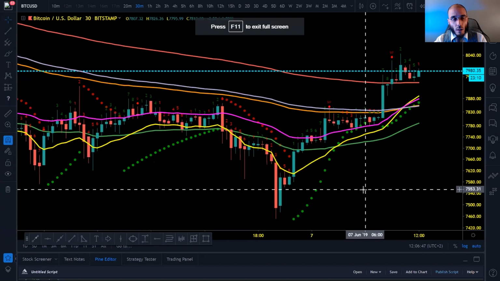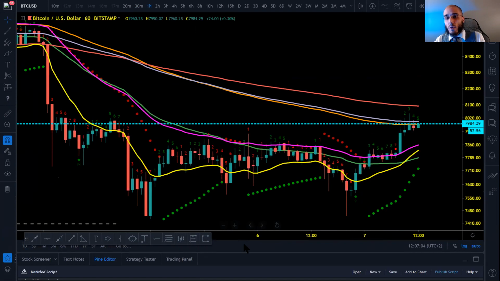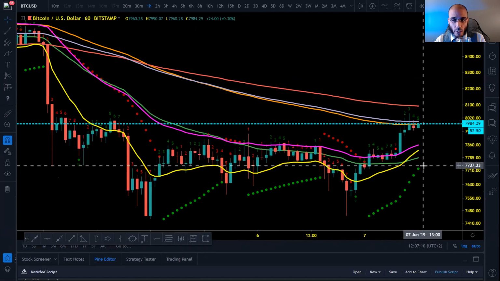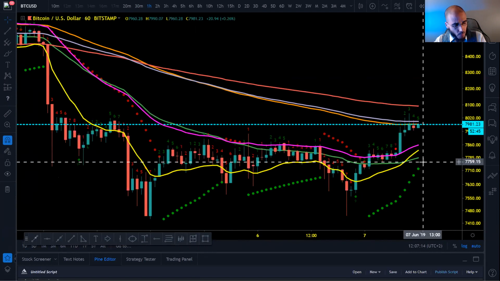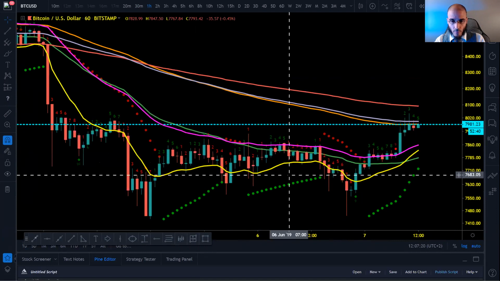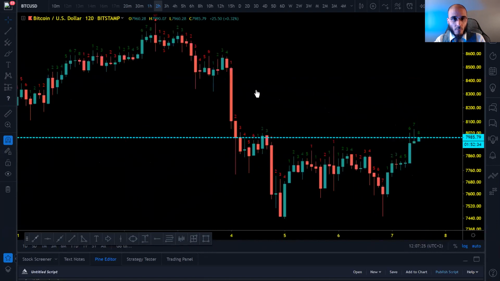Let's take a look at the 1-hour chart. The 1-hour chart is on a 5 up with confirmation. If you look at that chart, you see that we are sitting below resistance right now, and that we are trying to break out of resistance. The moving average you see above.